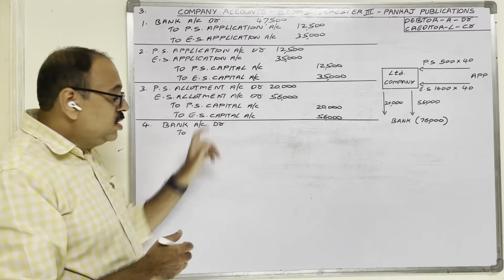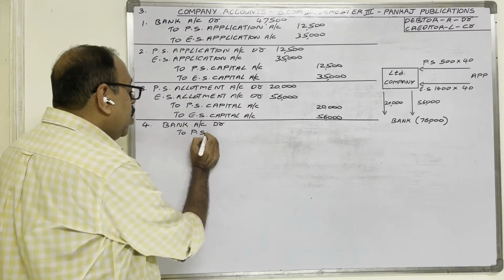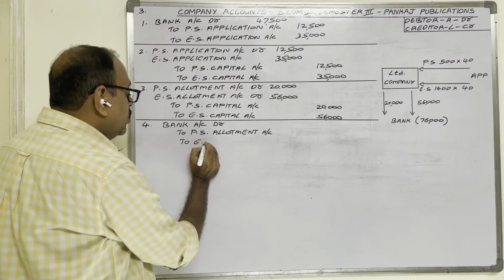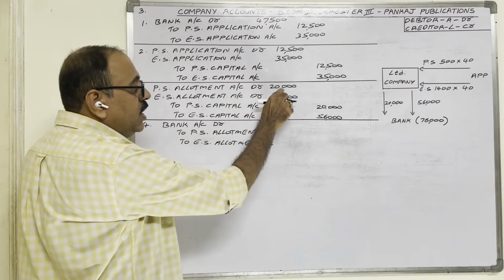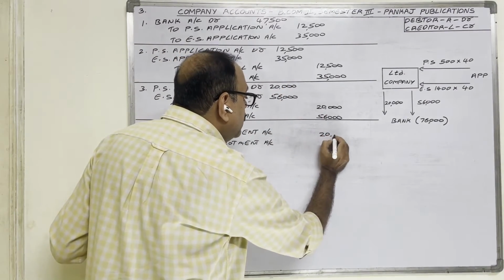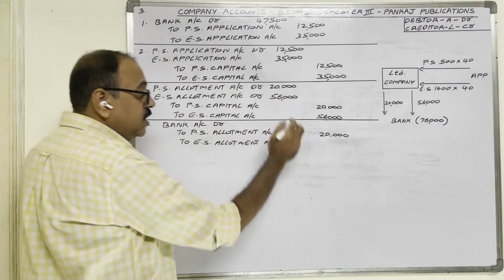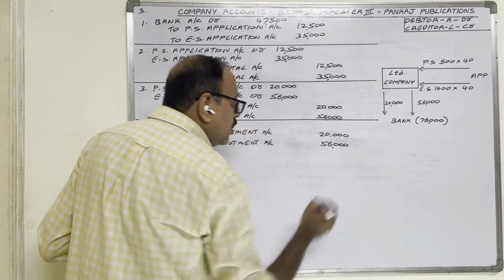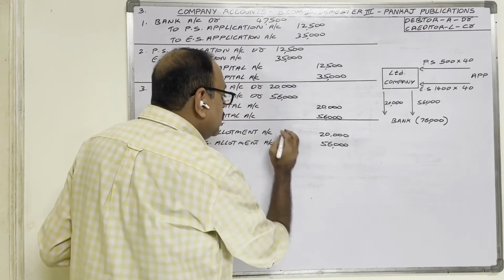By crediting. Therefore, we should credit the preference share allotment account and the equity share allotment account. The preference share allotment amount we created with 20,000, so we have to close it with the same amount. The equity share allotment we created with 56,000, therefore we should close it with the same amount. Now for bank, the total of these two amounts, 76,000.